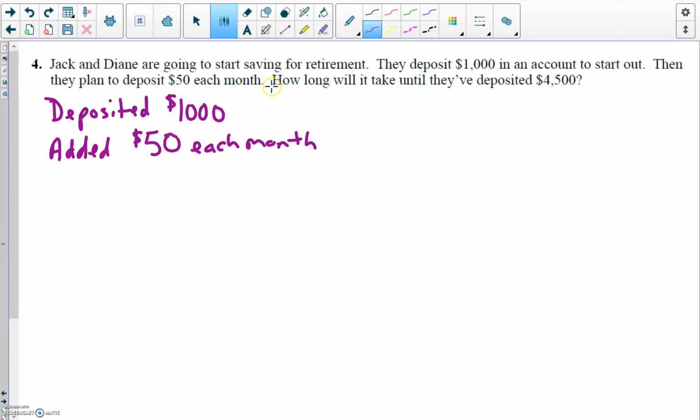And we want to know how long, so that means we want to know how much time it will take until they've deposited a total of $4,500.